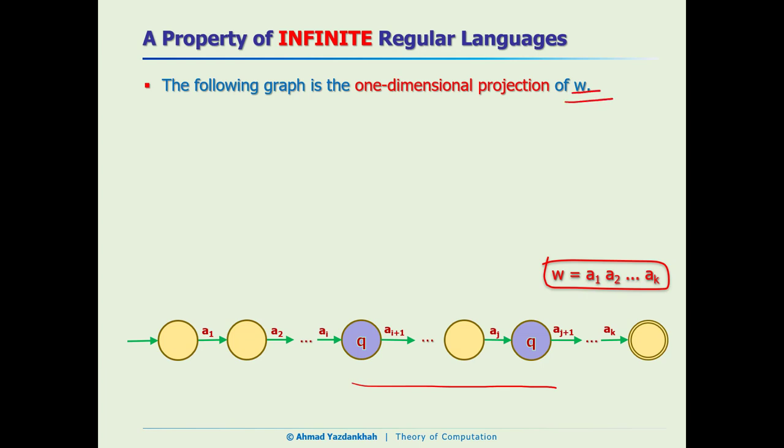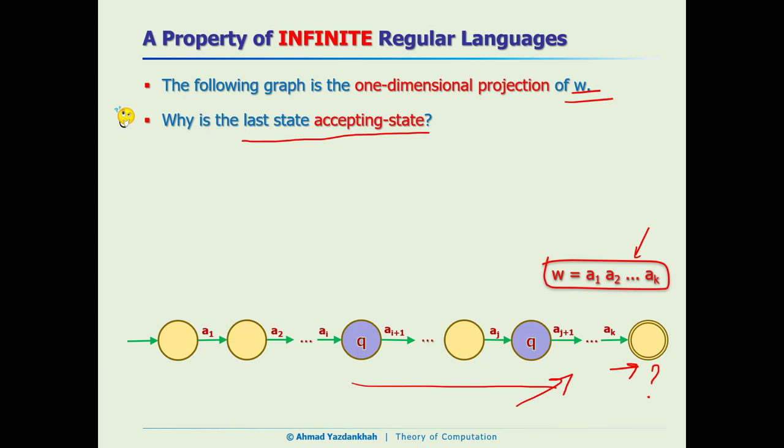Let me ask some questions here. Why is the last state an accepting state? The answer is very obvious. Because we picked this W from the language, and this NFA should accept that string. So this final state will be the state where the processing stops, so it should be a final or accepting state in order to accept that string.